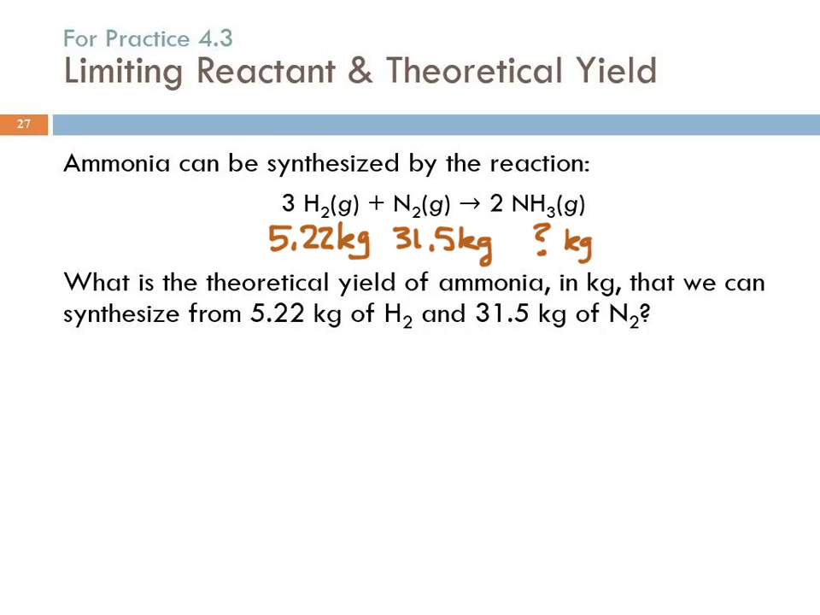So what I prefer to do is just do 2 stoichiometry calculations. I'm going to go mass of hydrogen to moles of hydrogen to moles of ammonia to mass of ammonia. And then on the second line, I'm going to do mass of nitrogen to moles of nitrogen to moles of ammonia to mass of ammonia. And then I'm going to see which one is smaller. So let's see how that'll look.